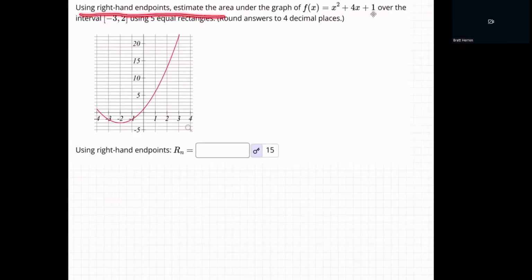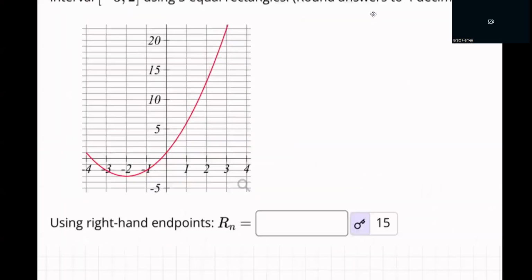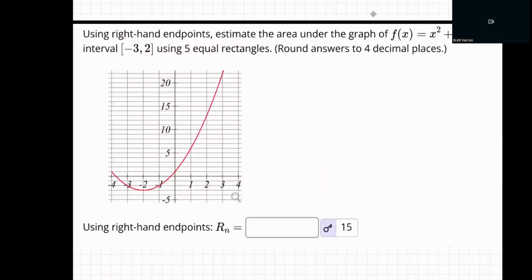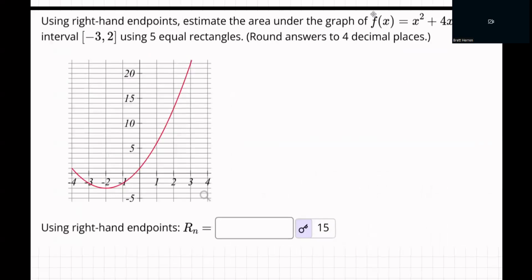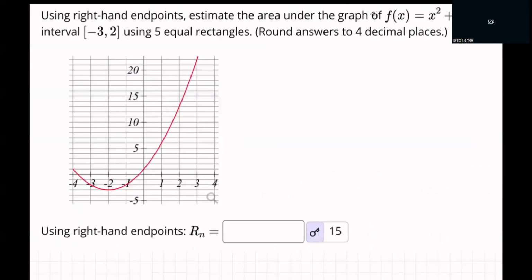Use right-hand endpoints to estimate the area under the graph f of x equals x squared plus 4x plus 1 on the interval -3 to 2 using 5 equal rectangles. Okay, so the first thing to do here is to go to the curve and find those spots.